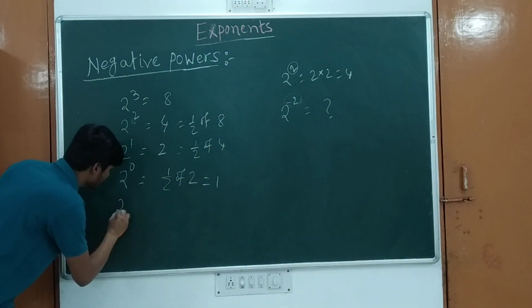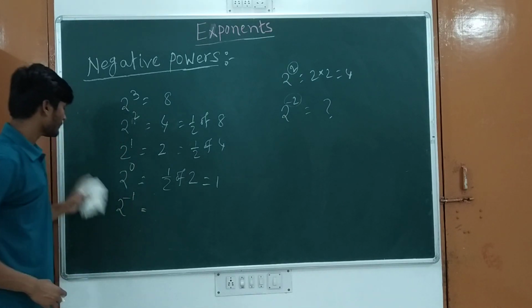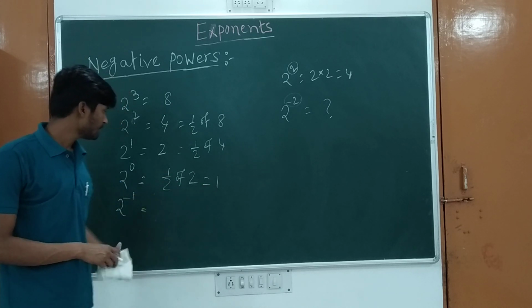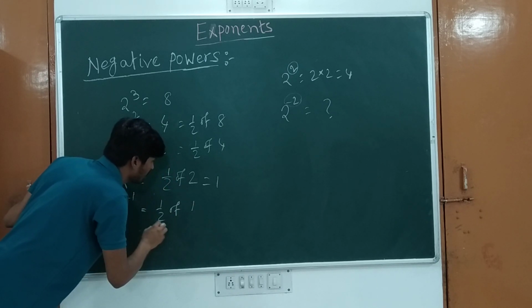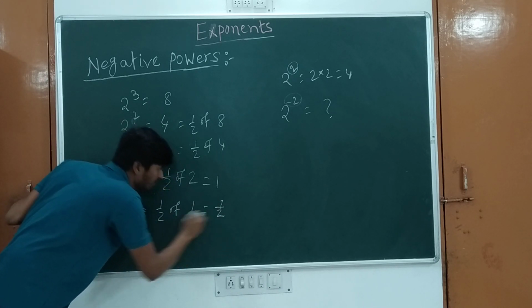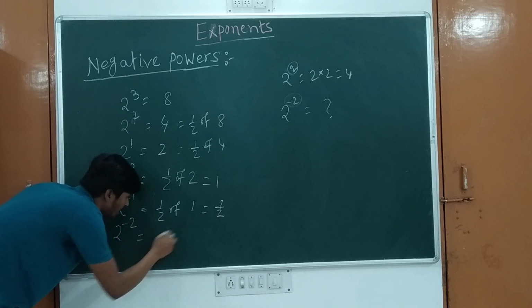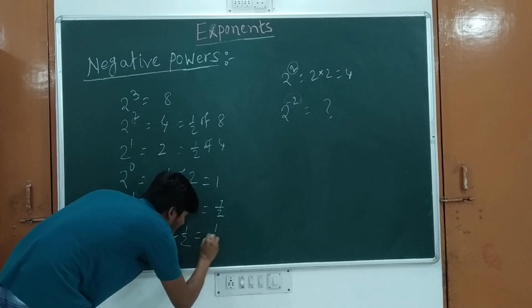Now if we reduce again, what will 2 to the power minus 1 be? It will be half of the previous one, so half of 1, that is a half. Now 2 to the power minus 2 will be half of half, that is 1 by 4.